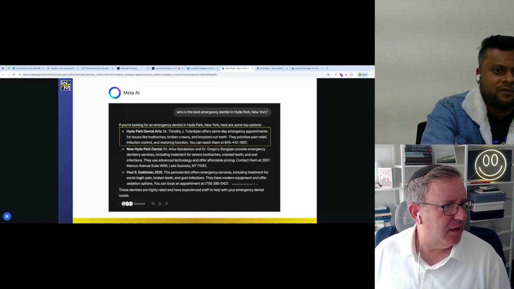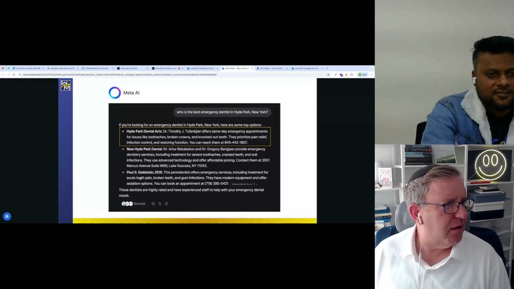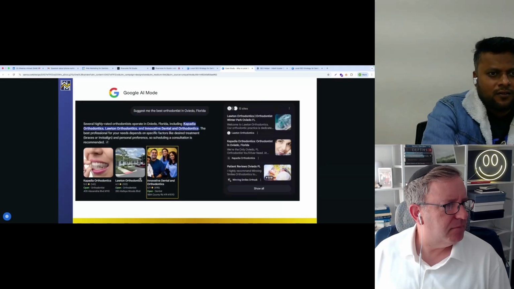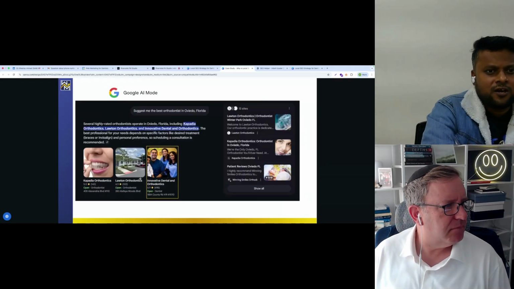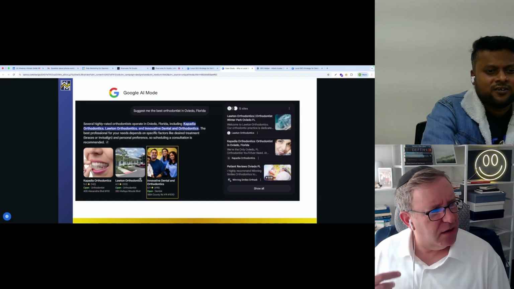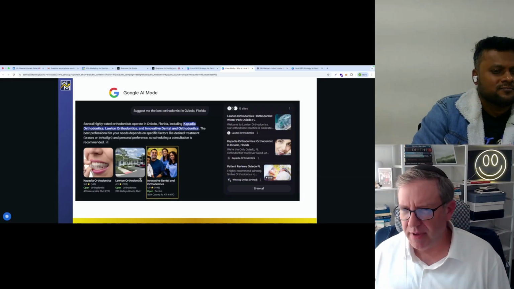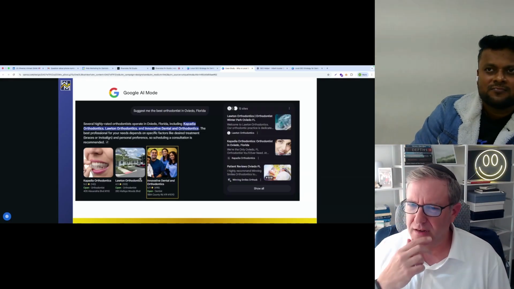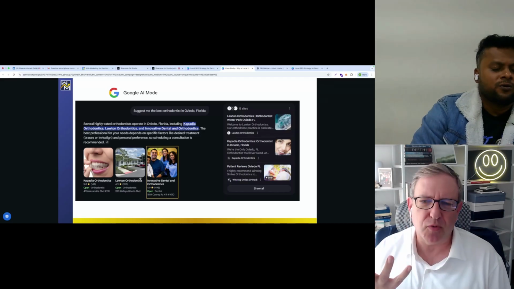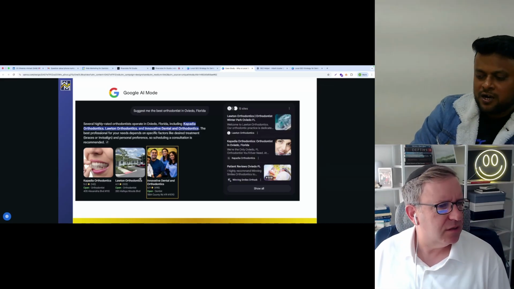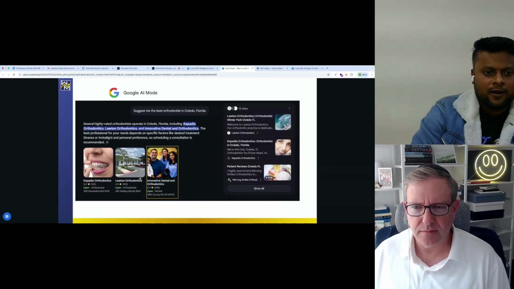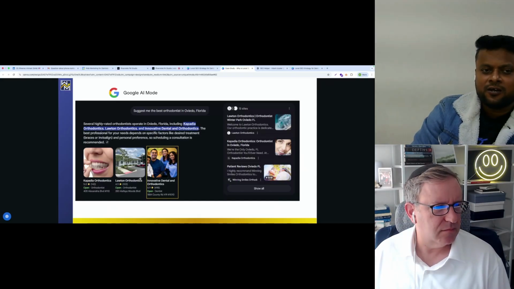And even on Meta, we've got our client in the first position for best emergency dentist. Then for the best orthodontist, this is Google AI mode, and we've got our client over here. Google AI mode is different from Gemini. Do they run it differently, or is it essentially the same results? They're both Google products, but it behaves differently. So you might get a different result on Gemini versus Google AI mode.